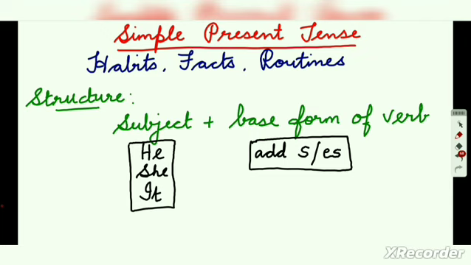We use simple present tense to talk about habits, facts, and routines. And what is the structure of simple present tense? You have already learned it in the previous video. Subject plus base form of the verb. And if the subject is he, she, or it, we need to add s or es to the base form of the verb. Now, let's understand each use one by one.